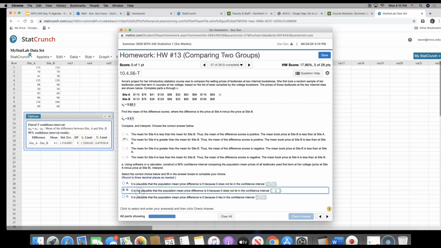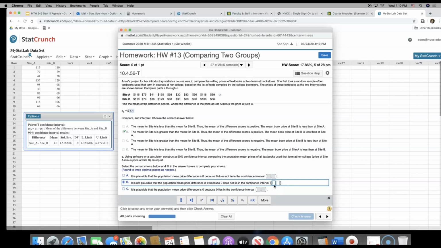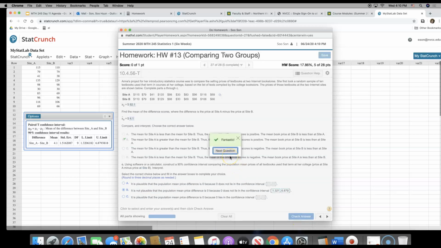So if 0 is not in this confidence interval, that means the price is definitely different. So let me go ahead and give them the confidence interval right here, 1.32, and then the other one, they wanted you to round to 3 decimal places, 6.879. All right, I rounded it. And then check answer. So that's how you would do it.